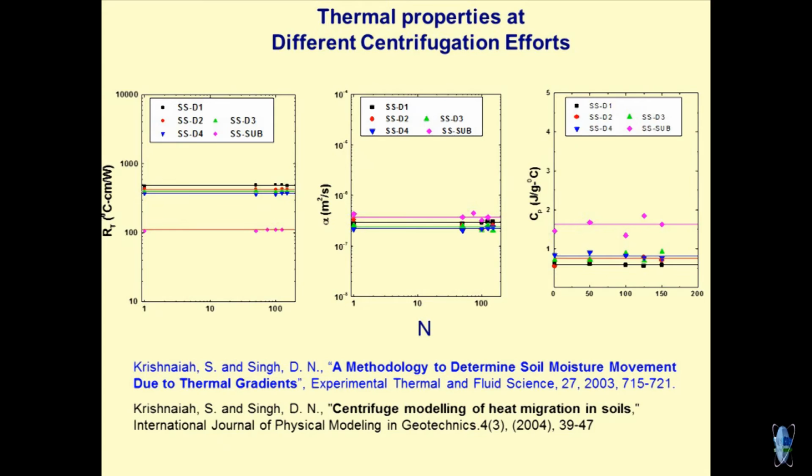This paper was published by Krishnaiah in Experimental Thermal and Fluid Sciences in 2003, a method to determine soil moisture movement due to thermal gradients. These are simple experiments which were done with good planning, and later on they became a path-breaking exercise. There is another paper which we have published, as I was discussing, centrifuge modeling of heat migration in soils, by Krishnaiah and myself in the International Journal of Physical Modeling in Geotechnics, published in 2004.